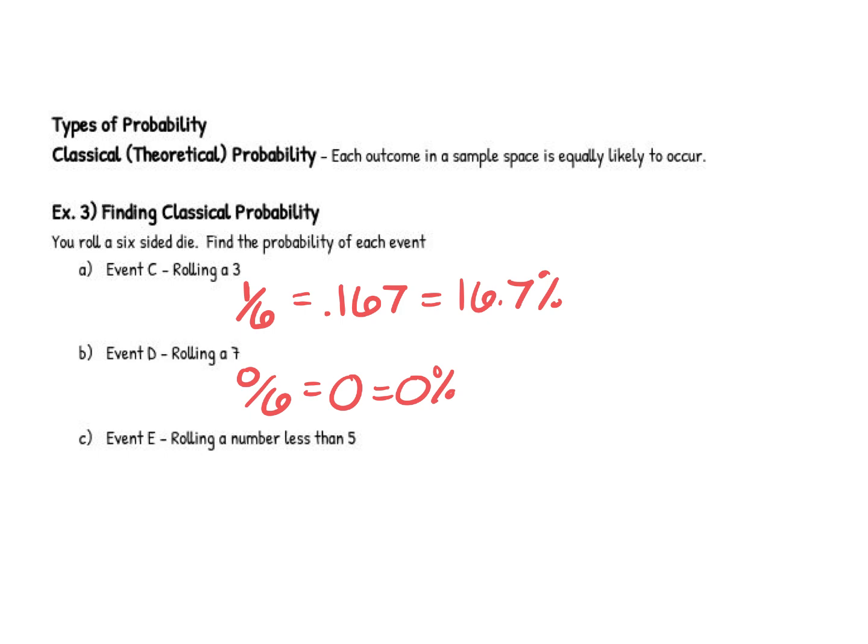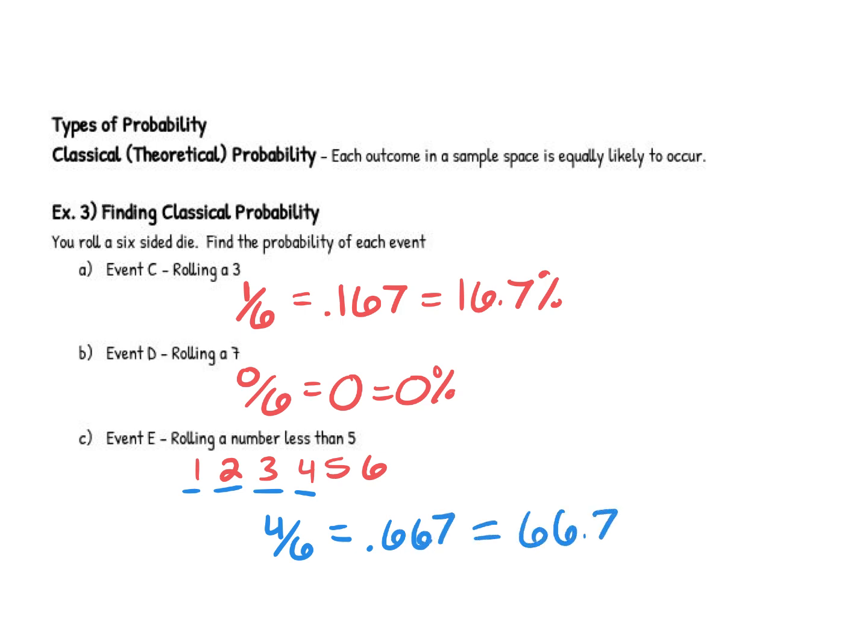Event E, rolling a number less than 5. So again, if we think about all of the numbers on a die, there's 6. Number less than 5. Notice it didn't say less than or equal to, it says less than. So there's 1, 2, 3, 4 numbers that are less than 5. So 4 out of 6 gives us 0.667 or 66.7%.